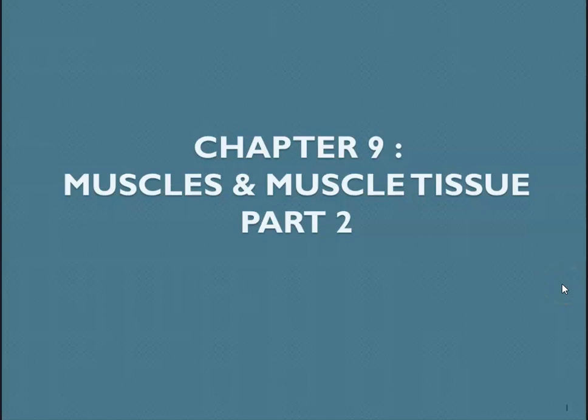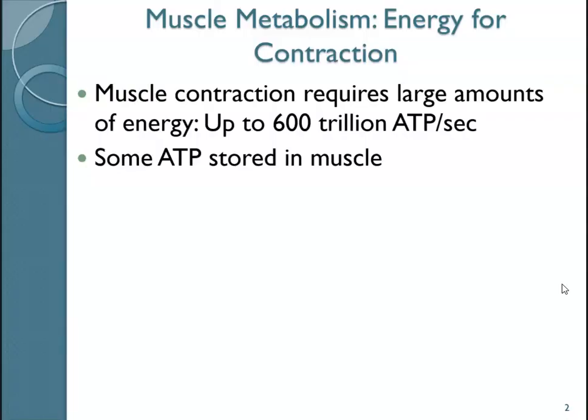Hello, this is the video on challenging concepts on the muscle tissue, the second part, chapter 9 of the Marieb textbook. So we're going to start our conversation with the energy of contraction. We require about 600 trillion ATPs a second. A little bit is stored, but most of it has to be made.